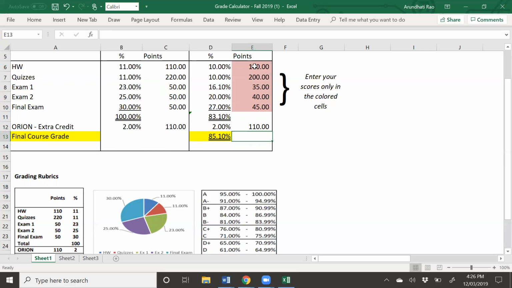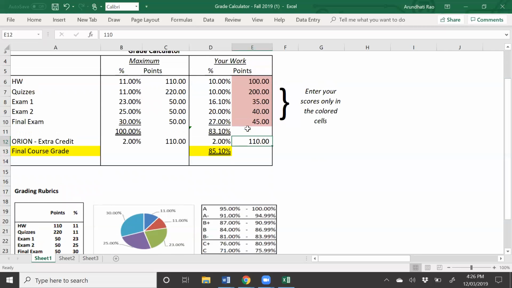So what's done is your homework, your quizzes, exam 1, exam 2, those are over. What's really still remaining for you to play with is this 30%, which is for your final exam, and 2%, that's Orion. There's 32% still to be earned out over there. So you still can do it.